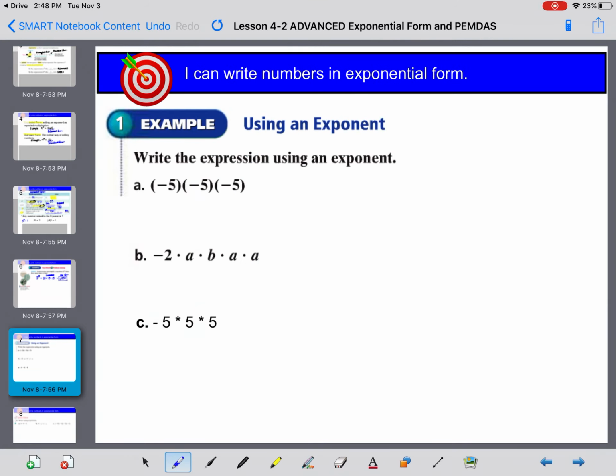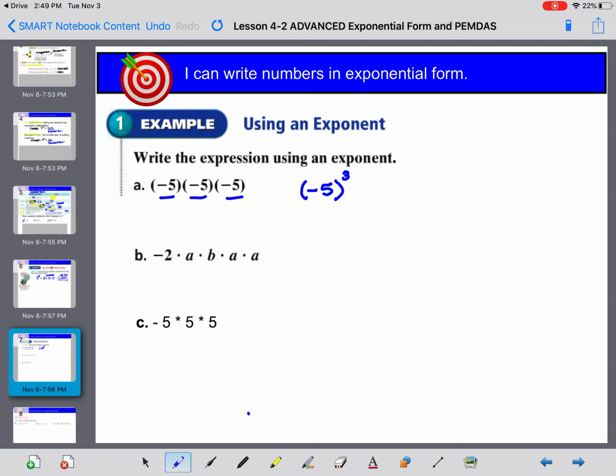All right, write the following expression using an exponent. This time they're giving me the expression in expanded form, and they want me to write it as an exponent. So I ask myself, what is the base? The base is whatever number is being repeatedly multiplied. In this case, it's negative 5. Notice it's in parentheses, and so my number is still in parentheses. Then I count. How many times is negative 5 multiplied? 3 times. So negative 5 to the 3rd power. Letter B.